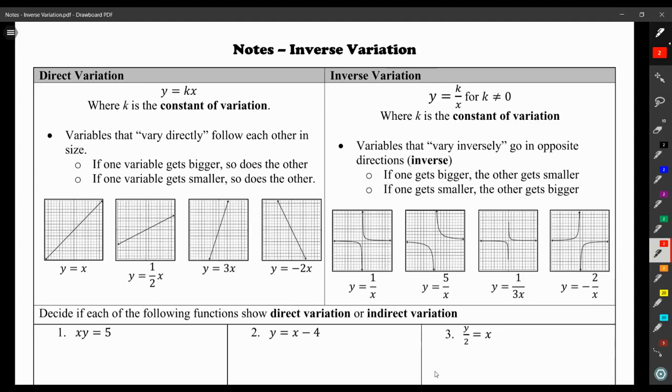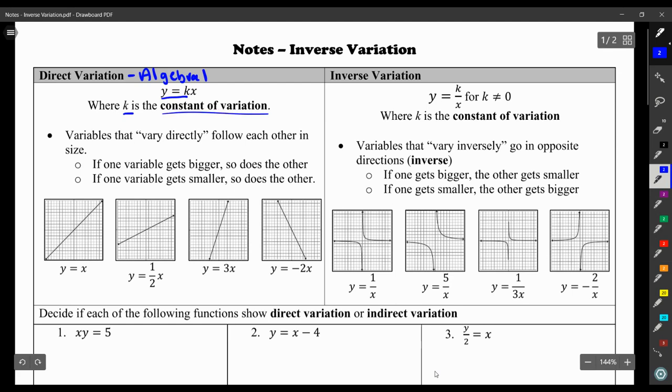Inverse variation. So before we talk about inverse variation, let's review direct variation. Direct variation should have been done in your Algebra 1 class. For direct variation, the equation is y equals kx, where we call k the constant of variation. Essentially, for direct variation, k is your slope.